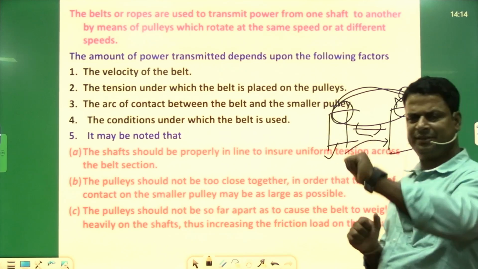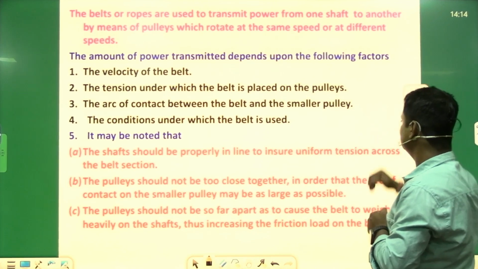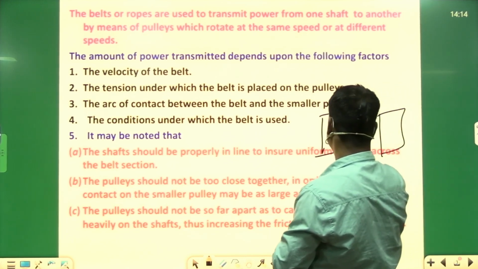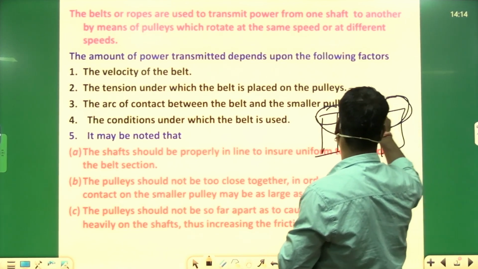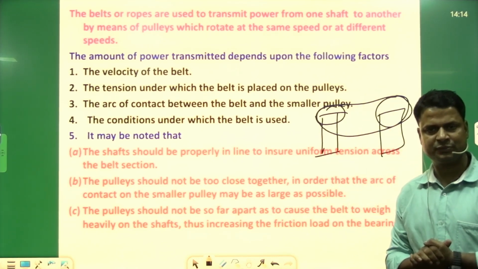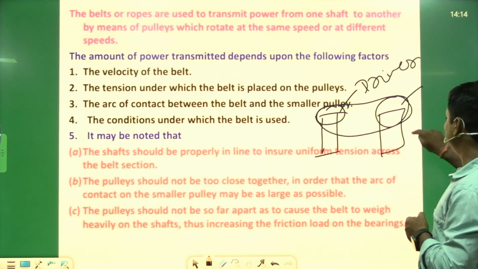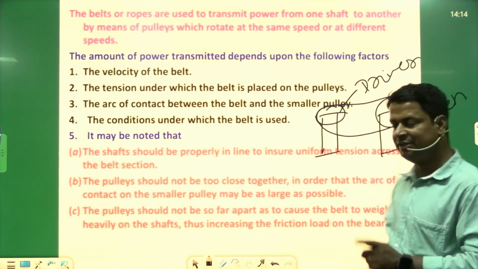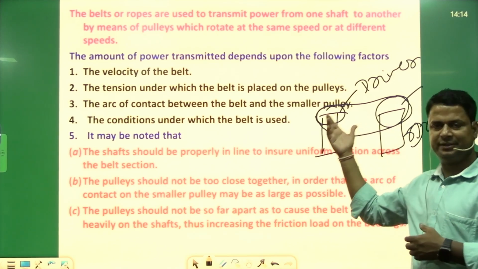This is the first method. The second method is that I may connect these two shafts with the help of a belt drive. Again, one shaft is the driver shaft and another shaft is the driven shaft. It means the driver shaft provides motion to the driven shaft with the help of a belt.